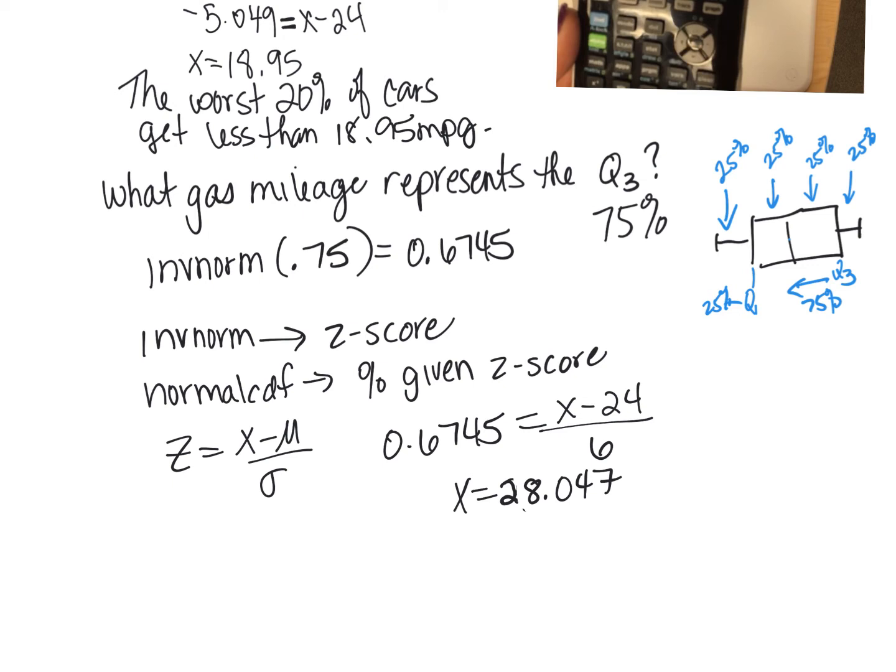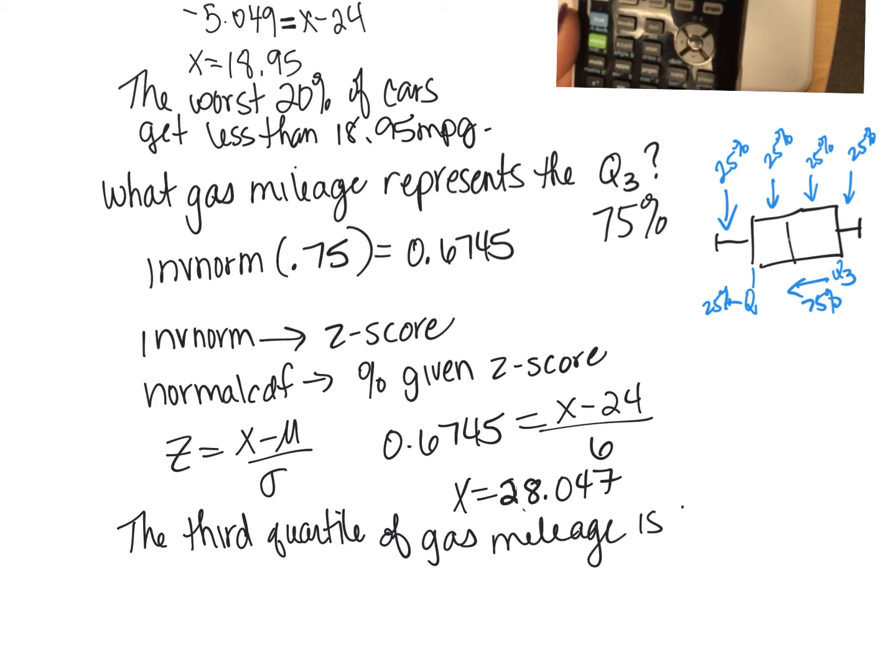So the third quartile of gas mileage is 28.05 miles per gallon. In your sentence, it's okay to round a little bit more, but your final answer needs to have those 3 numbers behind the decimal. Questions so far?